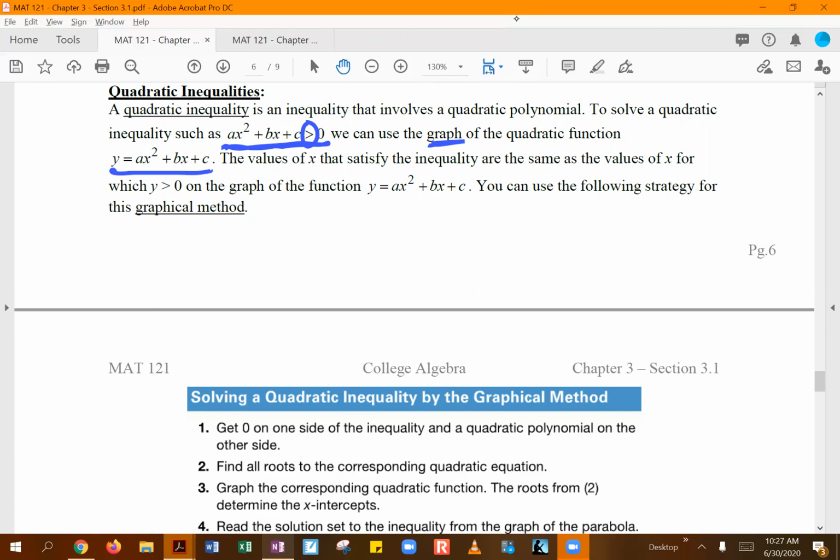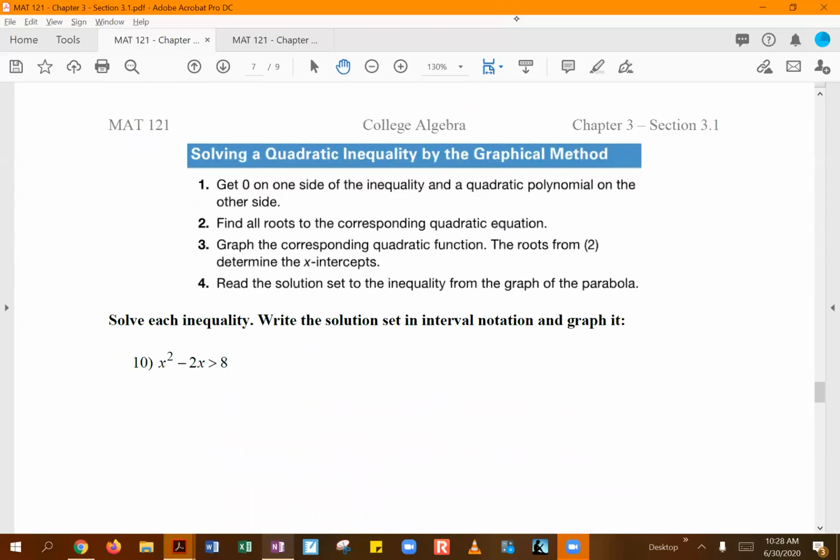They are also saying the values of x that would satisfy the inequality are the same values of x for which your y would be greater than 0 on the function itself. So again, basically, like I said, the graph helps us visualize where the y values are positive or negative or equal to 0. So just your steps involved in simplifying this. Make sure you have 0 on one side of your inequality and all of your terms are on the other side. So get 0 on one side and your quadratic polynomial on the other side.